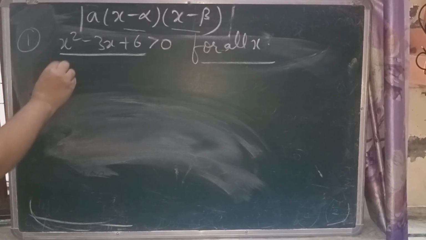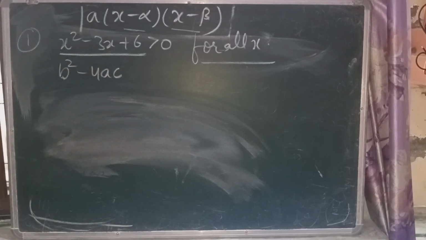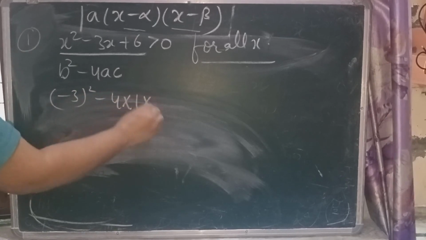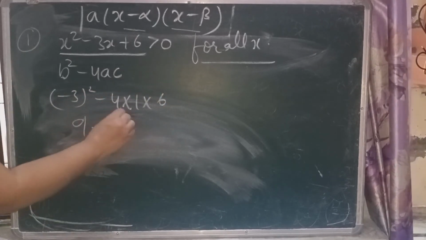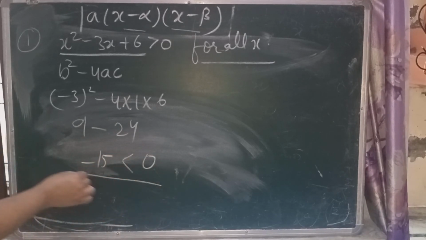So let me try. Here I am finding out the value of b square minus 4ac. So b square means minus 3 square, minus 4 into a into c. That's 9 minus 24. It's minus 15. It's always less than 0.